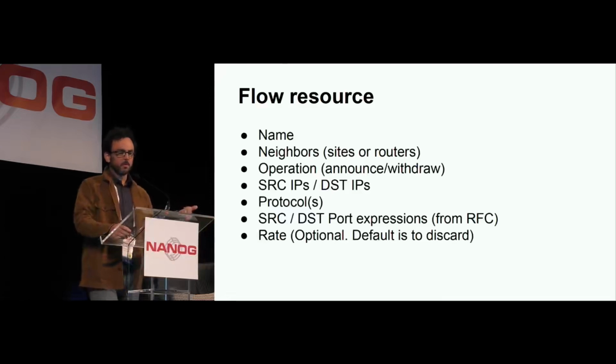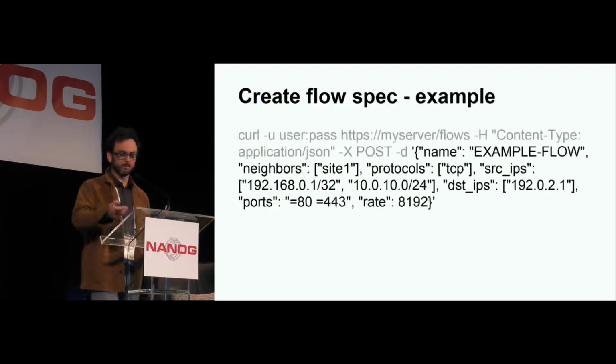It has a name. We usually name it after the incident that's going on. The neighbors can be sites or routers. The operation is you're either announcing or withdrawing. You have source IPs and/or destination IPs, protocol, source and destination port expressions, and those are based on the RFC syntax. And optionally, a rate. So by default, we discard packets, but if we pass the rate option, then the packets are rate limited.